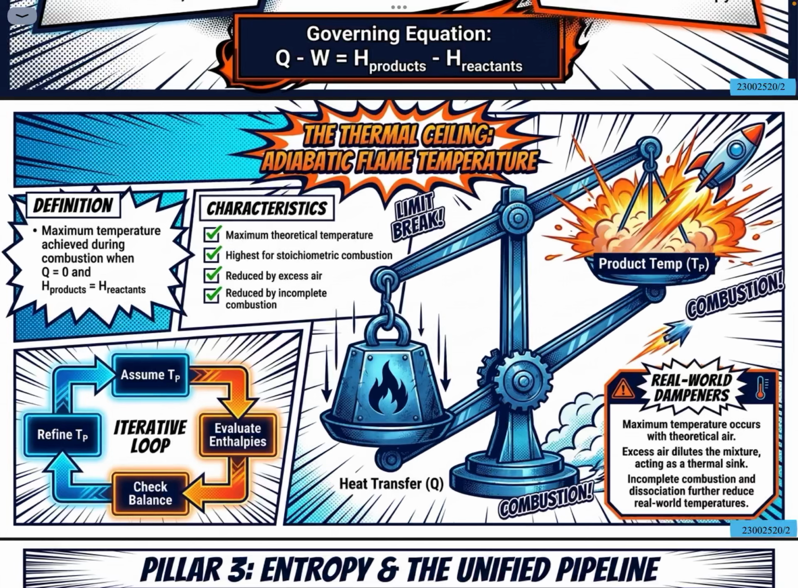This temperature is important because it affects efficiency, material selection, and pollutant formation. Generally, the highest flame temperatures occur near stoichiometric conditions. However, real systems rarely reach this temperature. Heat losses, excess air, incomplete combustion, and chemical dissociation all reduce the actual flame temperature. Therefore, the adiabatic flame temperature serves as an ideal benchmark for engineers.